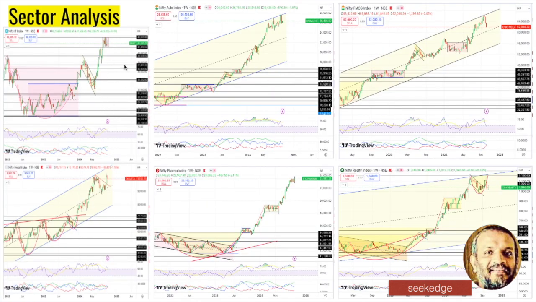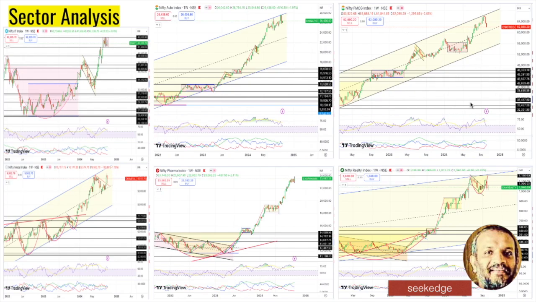Right. So this is the IT sector, maintaining the bullish momentum on the weekly charts. Now here you have the auto index also maintaining the bullish momentum. Pharma also maintaining the bullish momentum on the medium term. FMCG slipped into sideways.